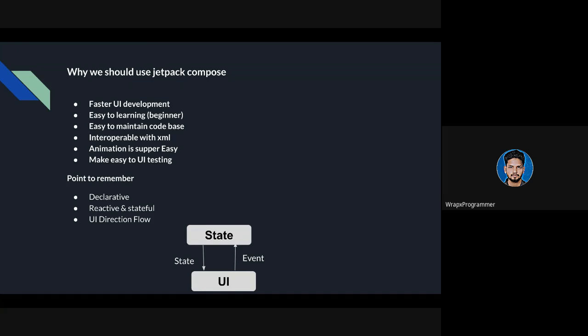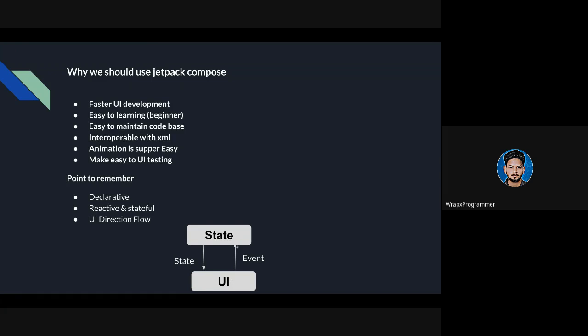Next is the UI direction flow. Sorry, this is unidirectional. Sorry for the mistake. So it's a unidirectional flow. Jetpack Compose is designed to do a unidirectional flow, which makes things easier. In future you can do a lot more updates in your UI, and there are not many crashes, and test cases are fewer. If there is a state, the state will flow to the UI, and UI events will flow to the state.